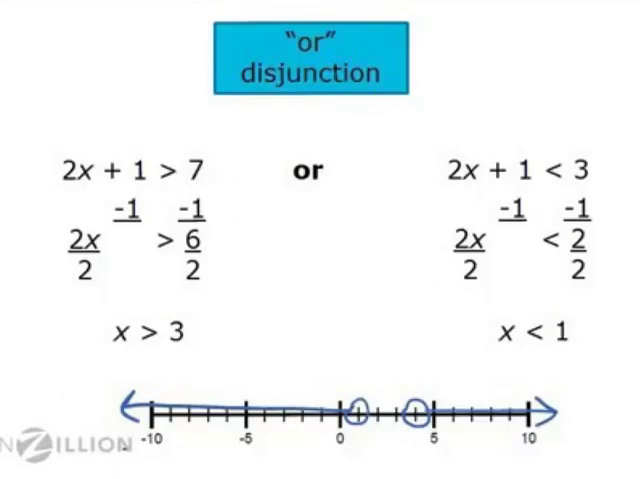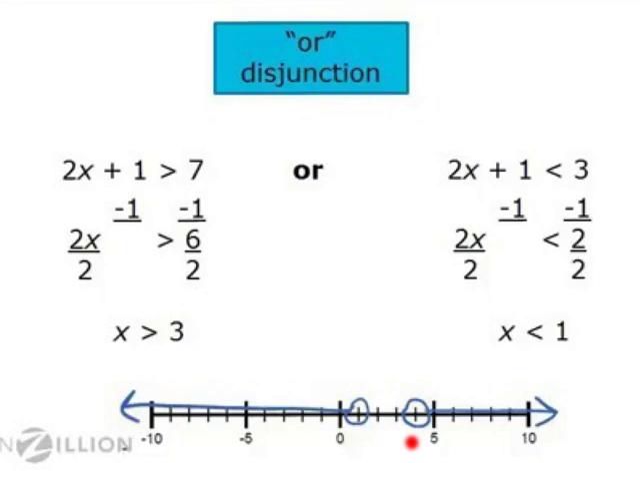With a disjunction, you're going to see the word or, meaning that it could be one answer or the other answer. It could be one or both that satisfy the conditions. So it's satisfied if either of these two conditions are met. For instance, 2x plus 1 is greater than 7, or 2x plus 1 is less than 3. And then when you solve each equation, you find x is greater than 3.